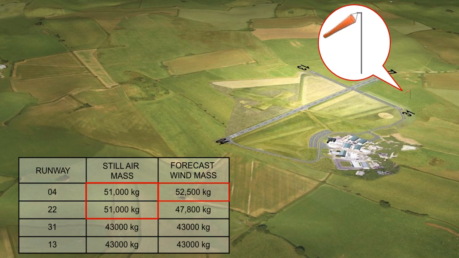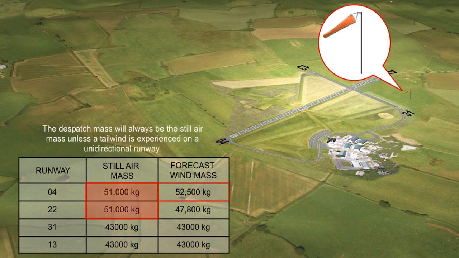The way to simplify the dispatch rule is always consider the greatest mass in still air and the greatest mass in the forecast wind conditions, and, of the two, take the lesser mass as the dispatch mass. Of the two, it is the still air mass that is usually the lesser mass, as shown in our example. The exception is when there is a tailwind on a unidirectional runway. A unidirectional runway is a runway whose direction for takeoff and landing is fixed in one direction, and in this case, the maximum landing mass in the tailwind will be less than the maximum landing mass in still air.